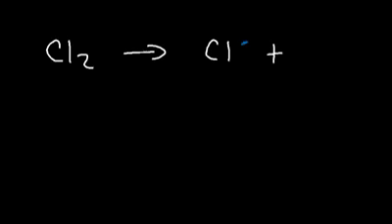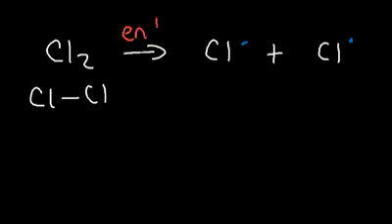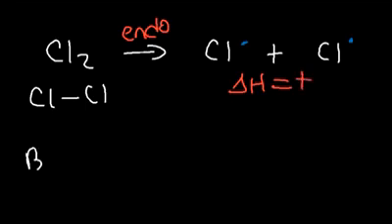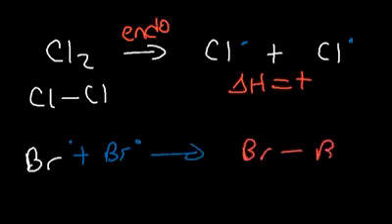So let's say you have a chlorine molecule and it breaks into two chlorine radicals. Is this an endothermic process or an exothermic process? Since we're breaking the chlorine-chlorine bond, this is going to be an endothermic process. So the enthalpy of the reaction is positive. Now if we have two radicals and they come together to form a bond, that's an exothermic process. Whenever a bond forms, heat energy is released.